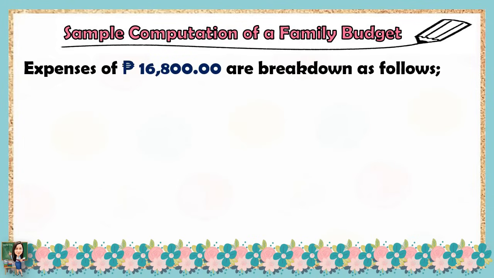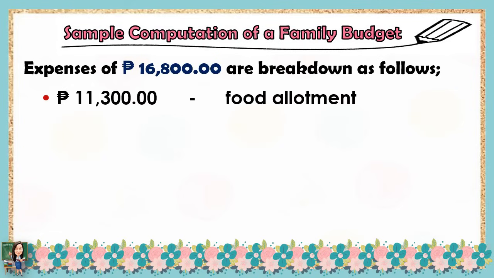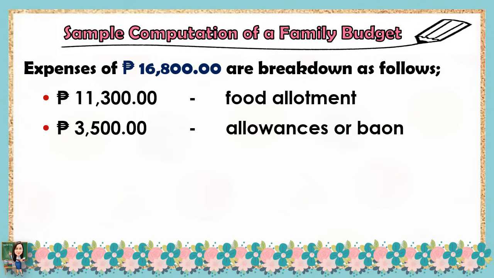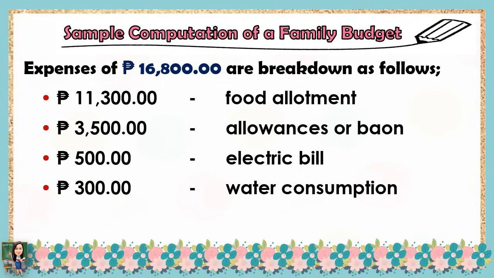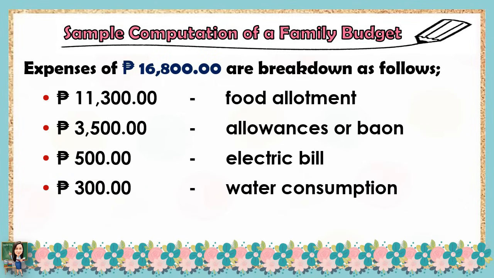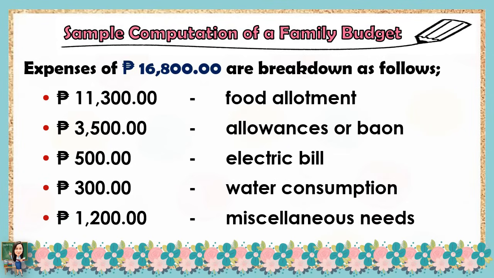Expenses of 16,800 pesos are broken down as follows. 11,300 pesos is for food allotment. 3,500 pesos is for allowances or baon. 500 pesos is for electric bill. 300 pesos is for water consumption. And 1,200 pesos is for miscellaneous needs.